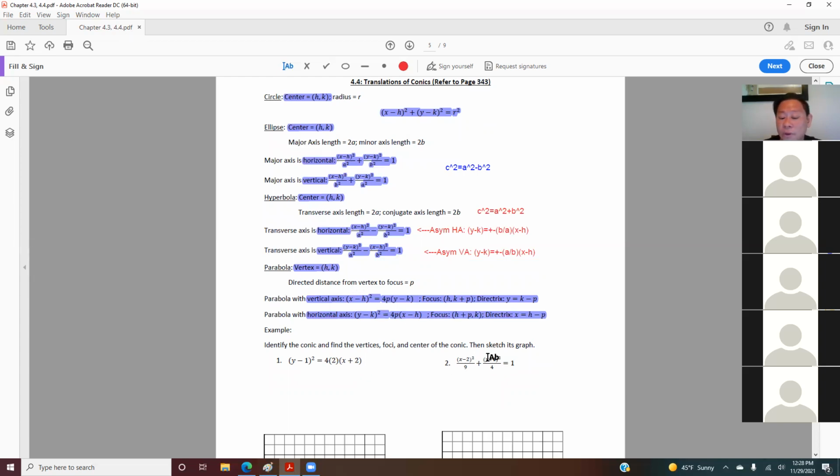This one, because both the x and y variables are squared and added, is going to be an ellipse. Since 9 is greater than 4, this is your a squared and this is your b squared. So this is going to be an ellipse with a horizontal major axis, because a is greater than b in this case. If I give you something like this, you can easily compare and figure out what's going on.